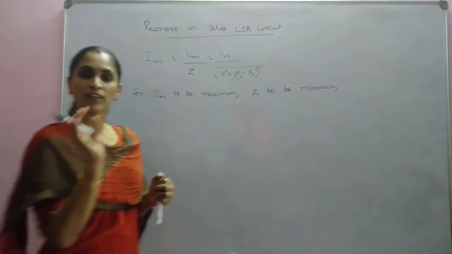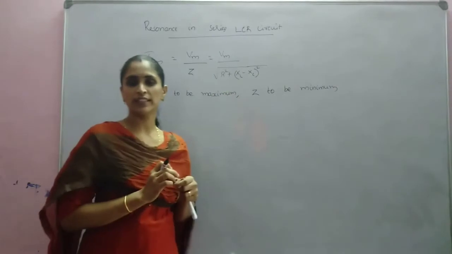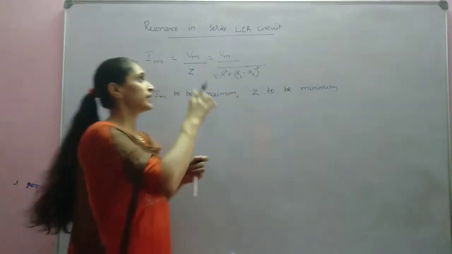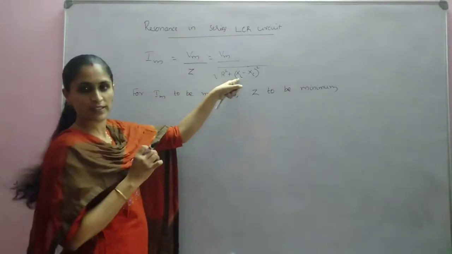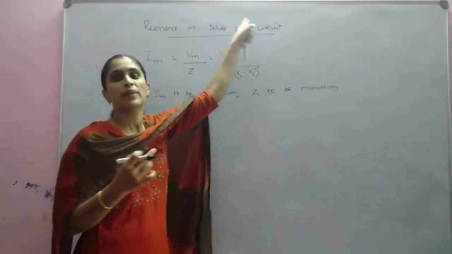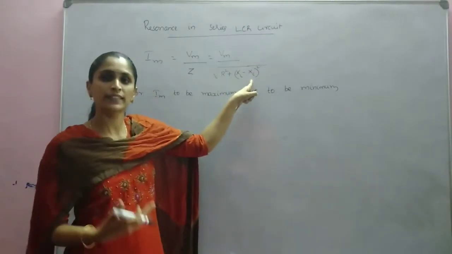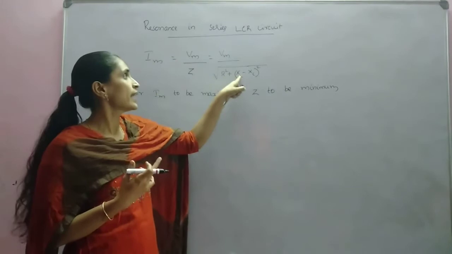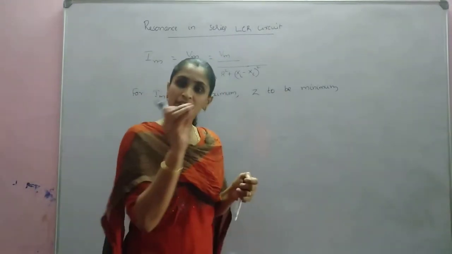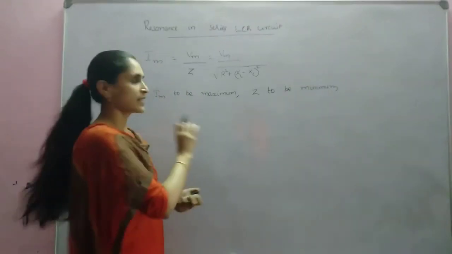We cannot take one term to be 0. We cannot take R to be 0 or XL to be 0 or XC to be 0. If any one term is 0, that component will not be there. For example, if we take XL to be 0, inductance is not there, so it will not be an LCR circuit, it will be a CR circuit. If we consider XC to be 0, if capacitance is not present, it will be an LR circuit. Okay, clear? So we cannot take any one element to be 0.